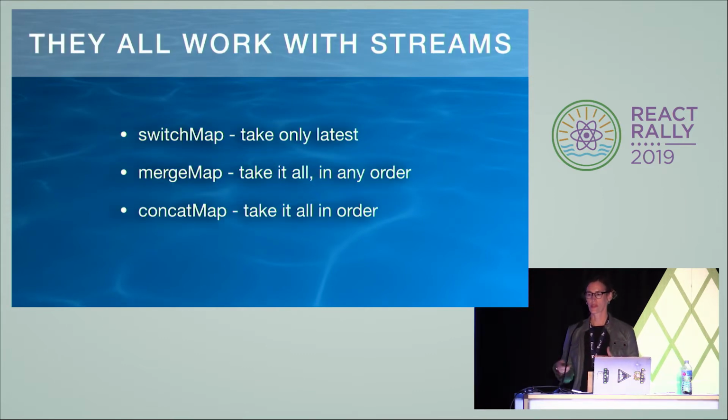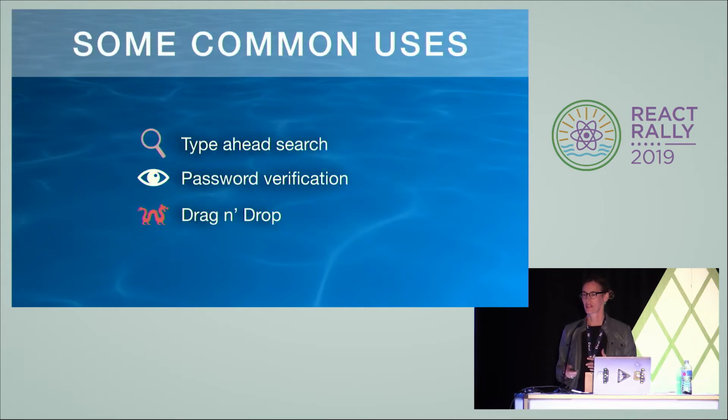So if you have a couple streams, a switch map, remember it has that map-like analogy, a switch map will just take only the latest stream. A merge map will take all the streams, and a concat map will take all of the things, but it has to be in order.